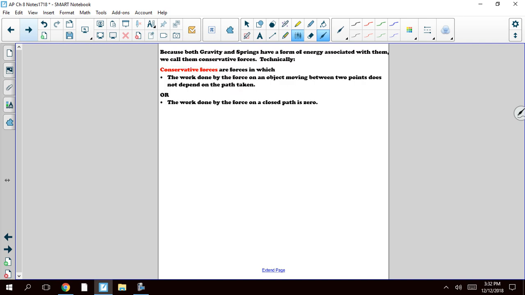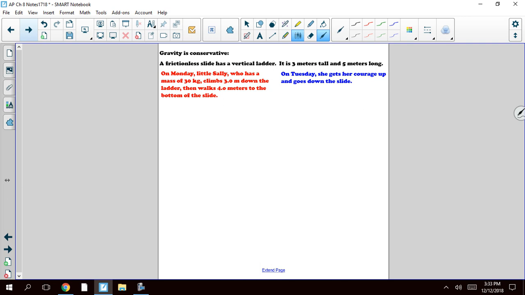All right. So last chapter, we talked about the fact that conservative forces are forces in which the work done by the force on an object as it moves between 2 points doesn't depend on the path it takes. Sometimes books give this definition, which I don't like quite as well, which says the work done by the force on a closed path is always zero. All right. So anyway, we talked about this last time, right?